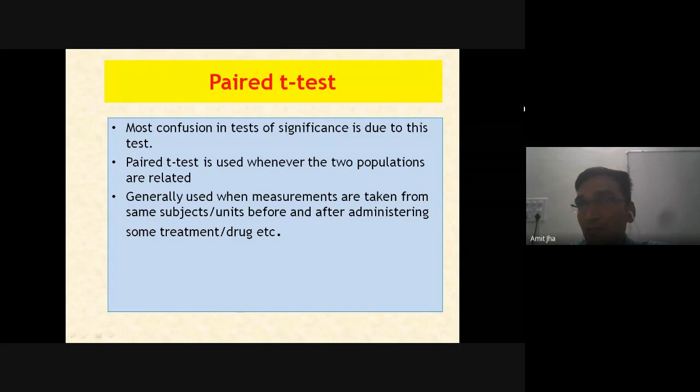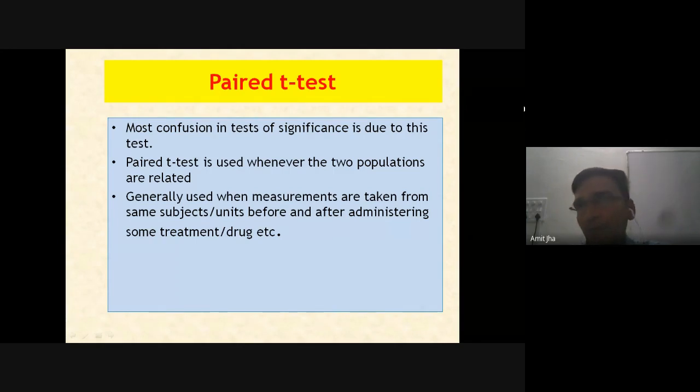But how could we test? We have two sets of data: first, the observation of the blood pressure before taking the medicine, and then after the medicine. It means the subjects are the same, the individuals are the same. We are having two sets of observations from the same sample or the same subject. So this is called a paired t-test, meaning we are having paired observations on the subjects.